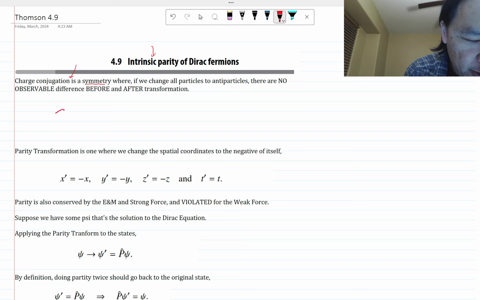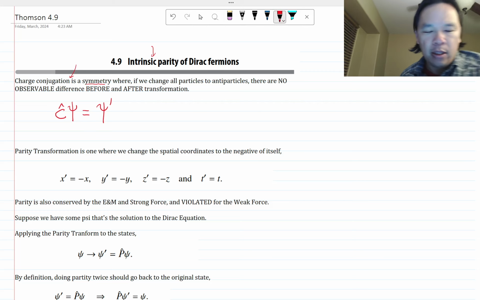So charge conjugation is usually symbolized by C hat, just to be as uncreative as possible in naming our operators. If you were to act with this operator on some state psi, it doesn't need to be an eigenstate or anything, it basically turns that state into whatever the antiparticle state is. Actually, since this is an operation, this is actually equal.